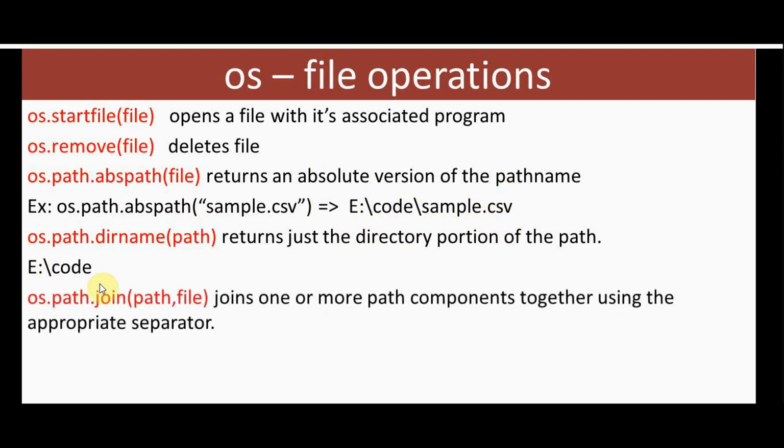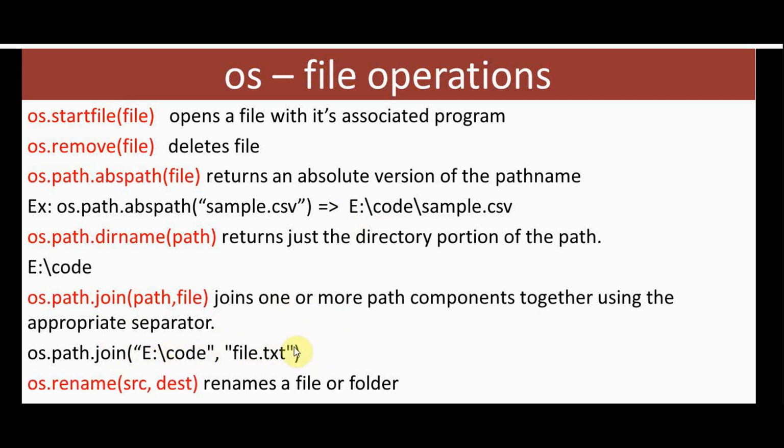And os.path.join of path, file. This will join one or more path components together using the appropriate separator. So in Windows, the separator will be \, whereas in Linux we have /. Given e:/code as the path and the file name, this will join both the path as well as the file name together. Okay, then os.rename method, it takes two arguments, source, destination. So the same method can be used to rename the file as well as a folder.